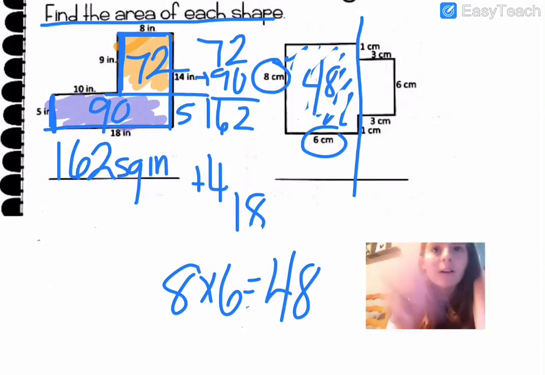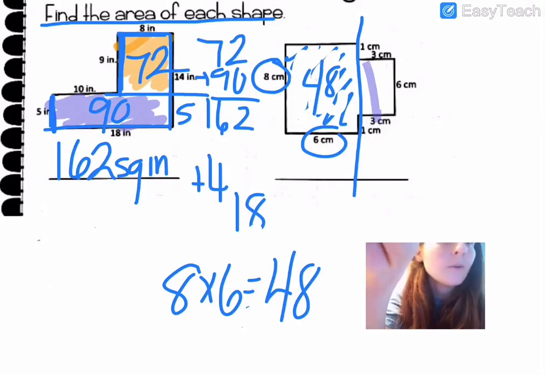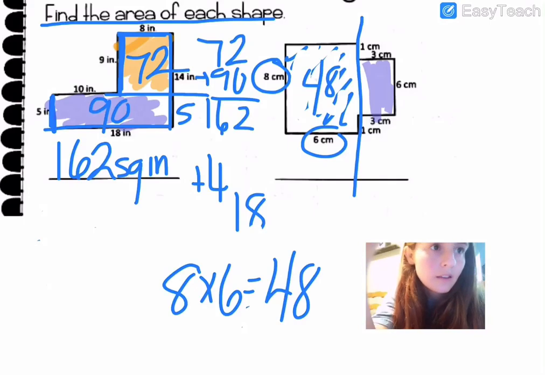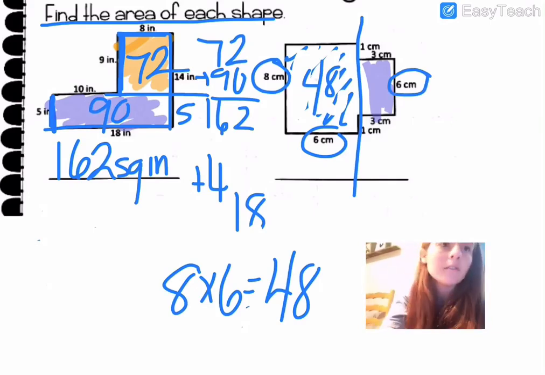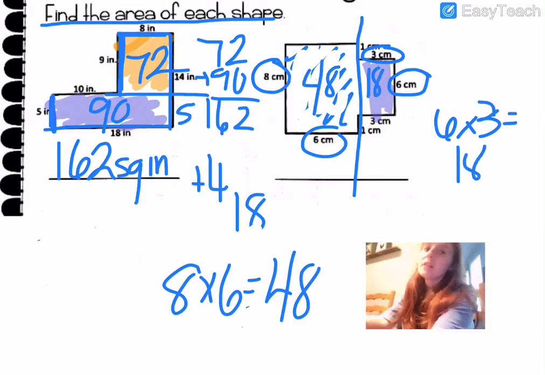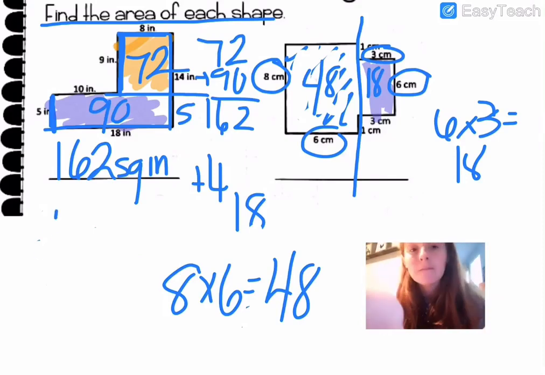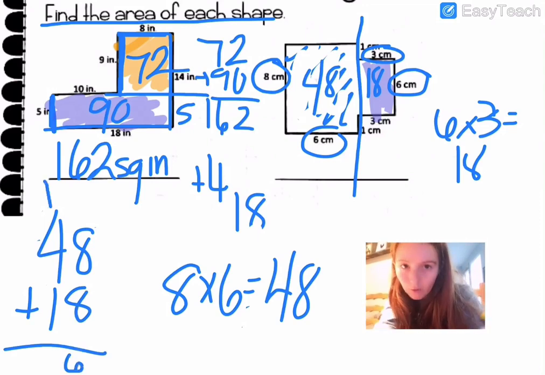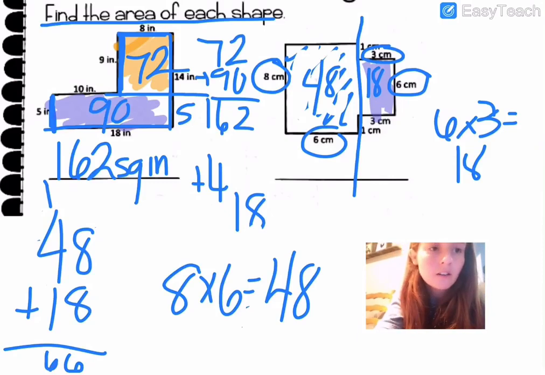Okay? Now I need to find the inside of this one. So what I've got to do is find my length, which is going to be 6, times 3. So I'm going to do 6 times 3, which gives me 18. So 18 is going to go in that box. Now all I have to do is 48 plus 18 to give me my total area. 66. So my answer is 66 square centimeters, because I have my centimeters right there.